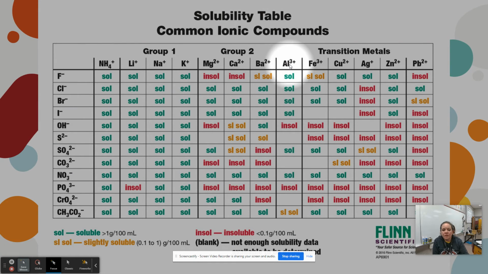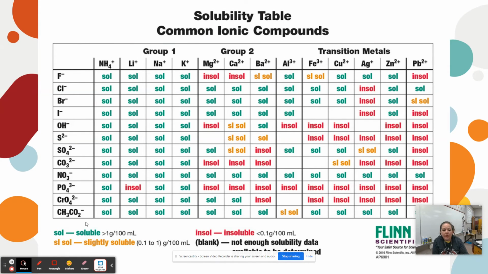So let's pick aluminum. Let's say that you have aluminum sulfate. So you would have aluminum, you would go down and you would find where it meets with sulfate right here. SO4 is right here. And SOL, that tells you that that is soluble. Anything that is green is soluble at greater than 1 gram per 100 milliliters. SOL means slightly soluble. That is 0.1 to 1 gram per 100 milliliters. And insoluble means there is less than 0.1 gram per 100 milliliters. If it is blank, that means there's not enough data to be able to tell the answer to that question.